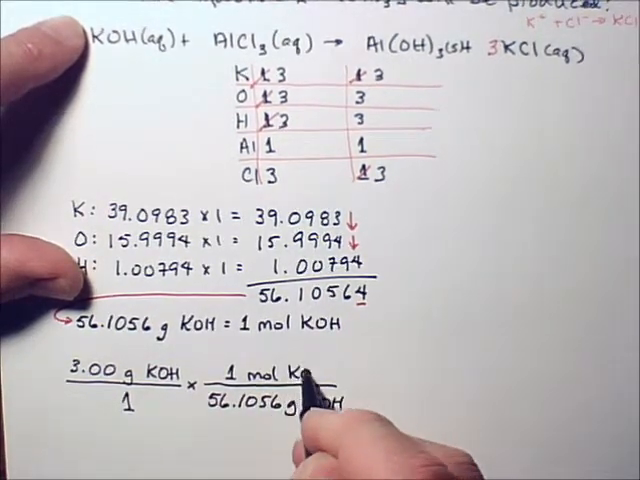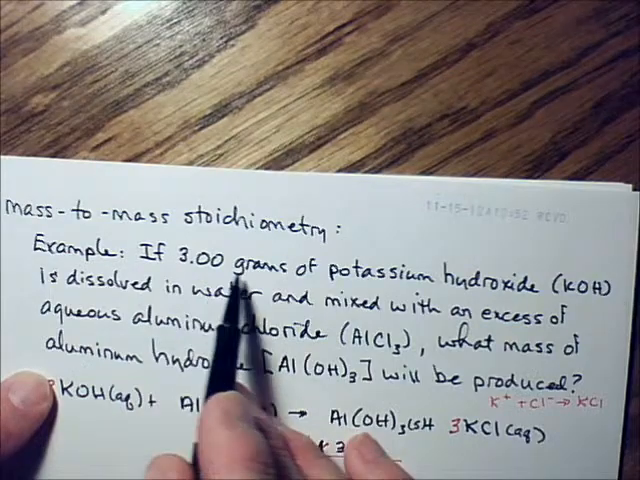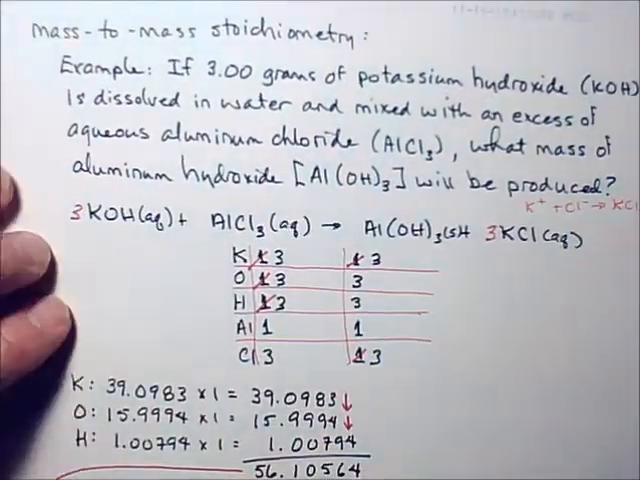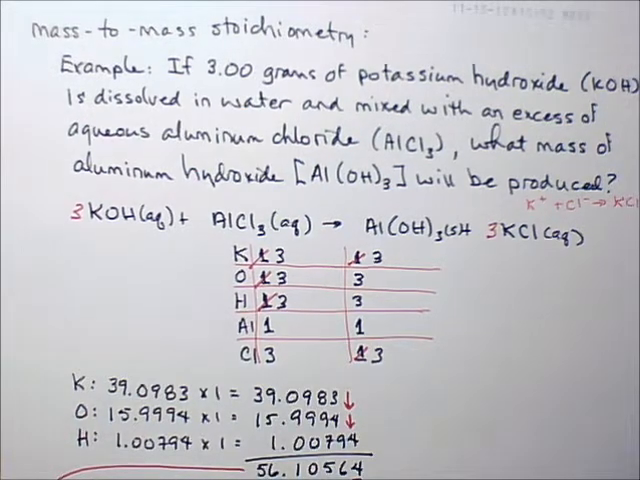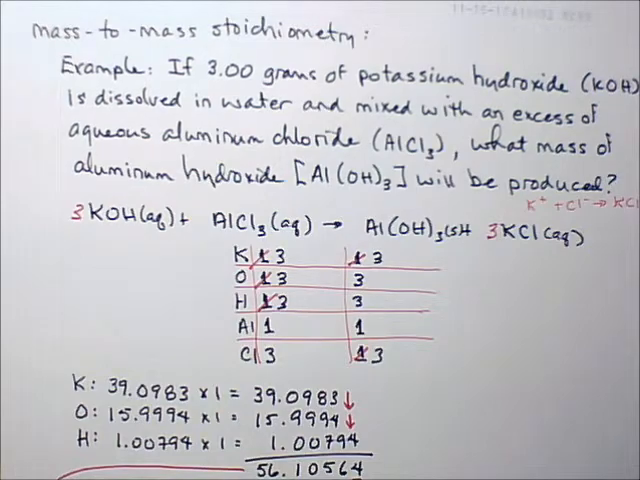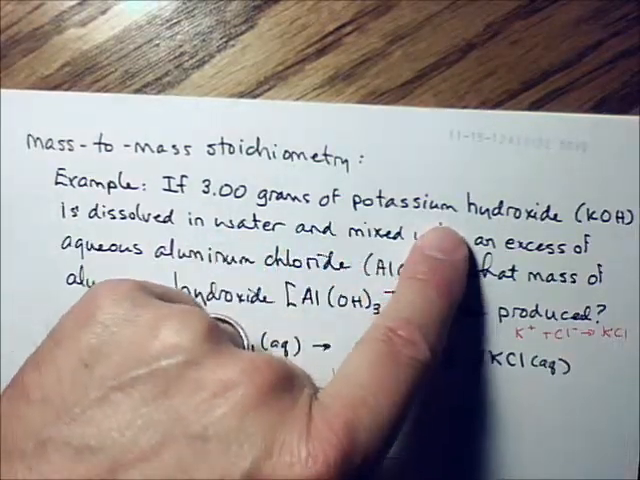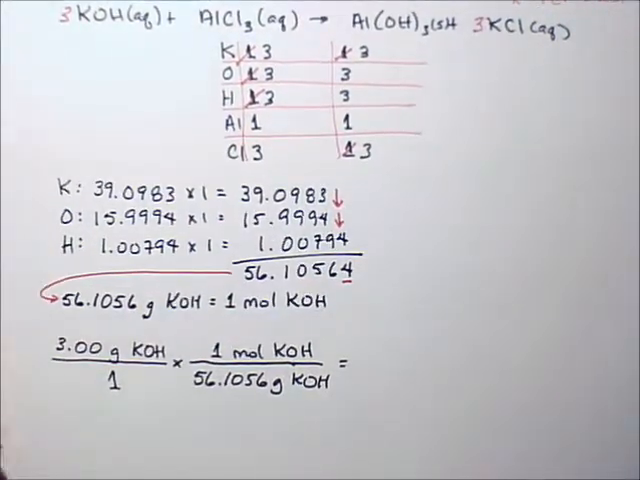Can you repeat how you got the 3.00? Yeah, I gave it to you. This is the problem. If we were doing a lab, this would be the amount you measured out. And by the way, on Monday, that's what you'll be doing. Got it? A lab. And on Monday, you'll be weighing out your own starting amount.